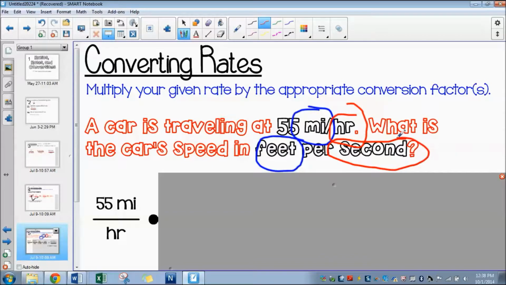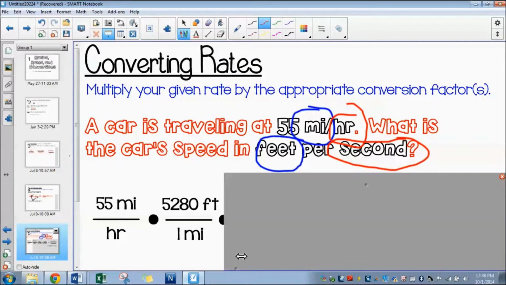It really doesn't matter which conversion you do first, because what's going to happen is you're multiplying, and we know from the commutative property of multiplication that the order doesn't matter. So I'm going to start with feet to miles. Here's the conversion factor. I have the 1 on bottom this time because I want miles to cancel. I want to get rid of miles. So what that will do is that will give me a big number, 55 times 5,280 feet per hour. So I have half of my conversion done.